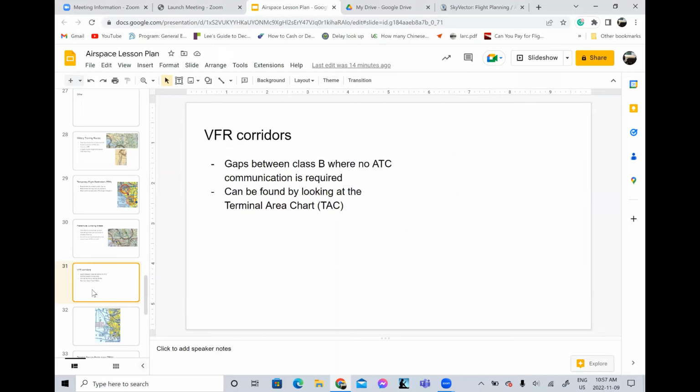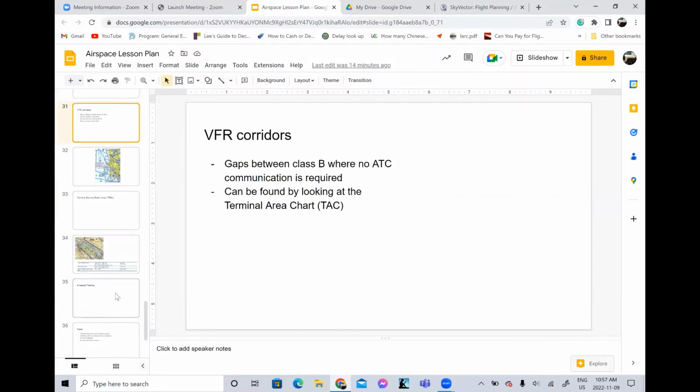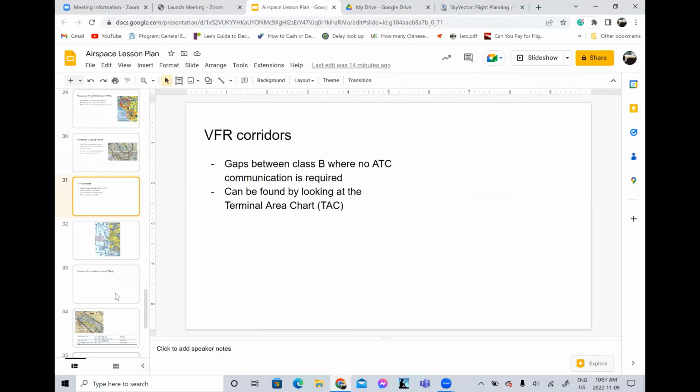So I believe this is not the last one. This is the second to last airspace we're going to cover, VFR corridors. These are usually found in Class Bravo airspace. However, in the Class Bravo airspace, there's actually a gap in between. So you can actually fly through that gap, VFR, without talking to ATC. So let's look at an example.